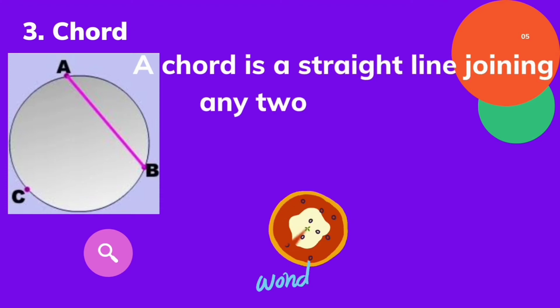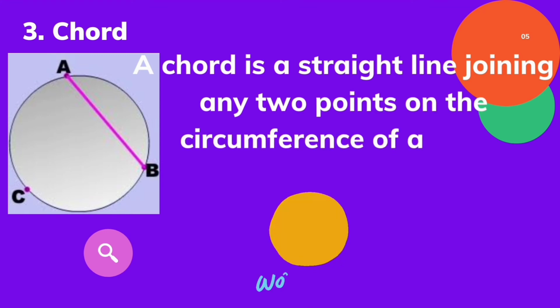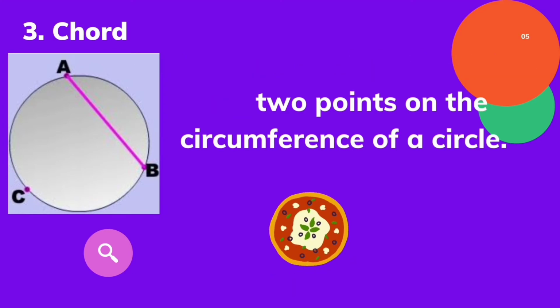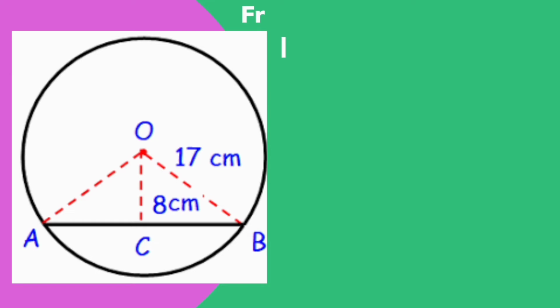A chord is a straight line joining any 2 points on the circumference of a circle. A diagram of a chord is shown on the screen. So how do you find the length of a chord? Let's take an example. The radius of a circle is 17 centimeters, and the chord is 8 cm from the center of the circle. Find the length of the chord.